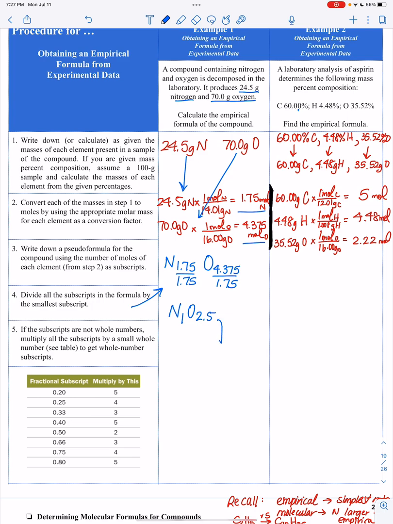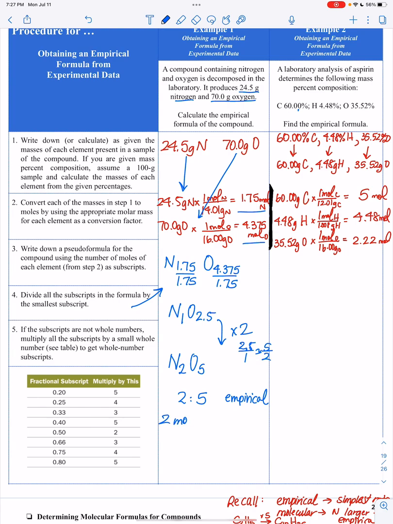So what I'm going to do is multiply everything by 2, and I'm going to get N2O5. N2O5 is still an empirical formula. I cannot simplify 2 and 5 further, right? It's kind of saying, what's another way of writing 2.5 over 1? Well, 5 over 2 is the same thing as 2.5 over 1.